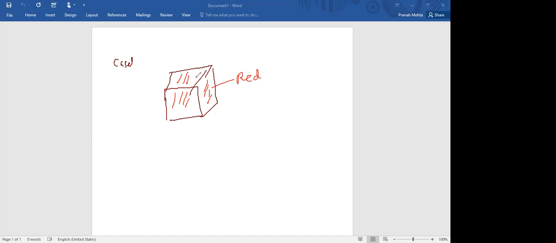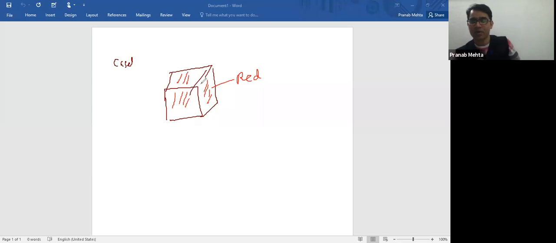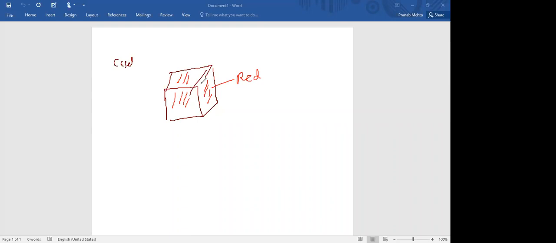We paint this cube completely. Remember, we are painting this cube completely. All right, all 6 faces we have painted. Any doubt till here? No, sir. Okay. Now listen carefully.